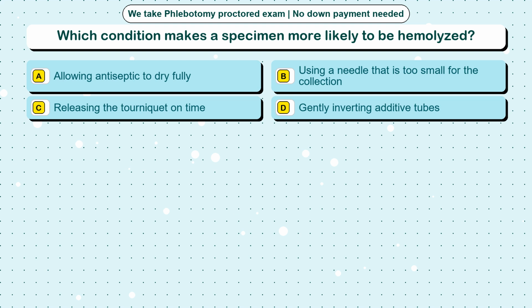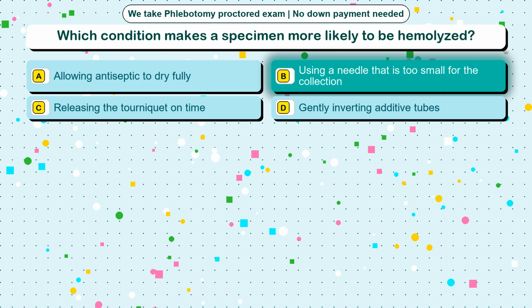Question 100. Which condition makes a specimen more likely to be hemolyzed? Option A, allowing antiseptic to dry fully. Option B, using a needle that is too small for the collection. Option C, releasing the tourniquet on time. Option D, gently inverting additive tubes. The correct answer is option B, using a needle that is too small for the collection.